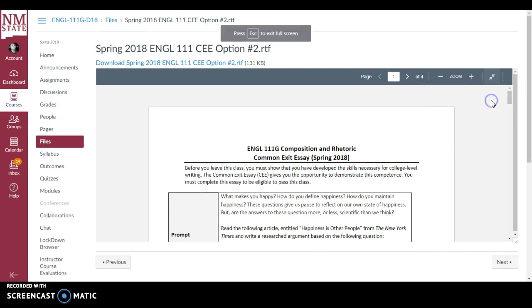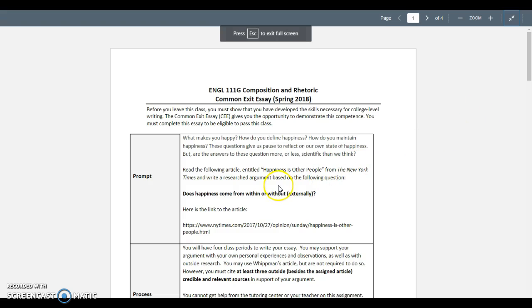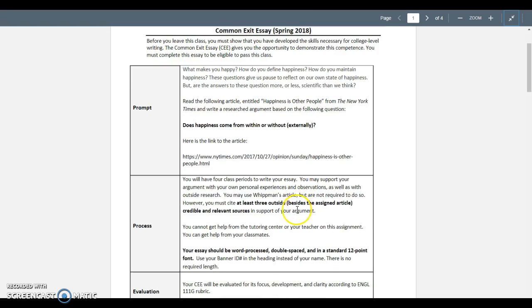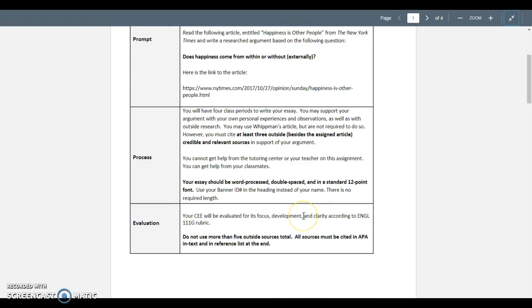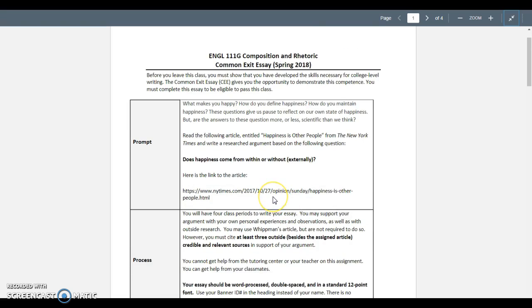Now let's look at the second topic. So if we look at the second topic, again, same instructions, same process, everything is the same. The only difference is the topic and the article. So for this one, it talks about happiness. What makes you happy? How do you define happiness? How do you maintain happiness? These questions give us pause to reflect on our own state of happiness. But are the answers to these questions more or less scientific than we think?